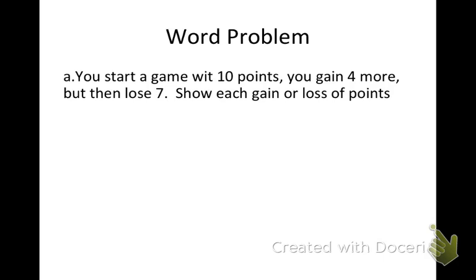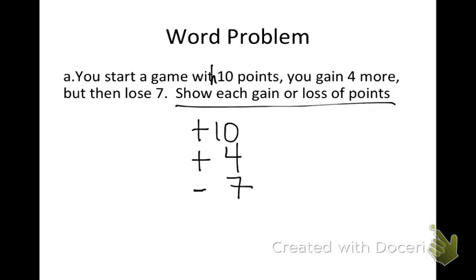Okay, we also have some word problems. So here, we're going to just use some integers to show this. You start a game with 10 points. Sorry, it should be with 10 points. That means I have plus 10 points. I gain 4 more, so it's a positive 4. But then you lose 7, so I've now lost 7 points. I'm just showing each gain or loss of points by doing this. What's my ending number of points? So 10 plus 4 was 14, minus 7, so my final is a positive 7 points.